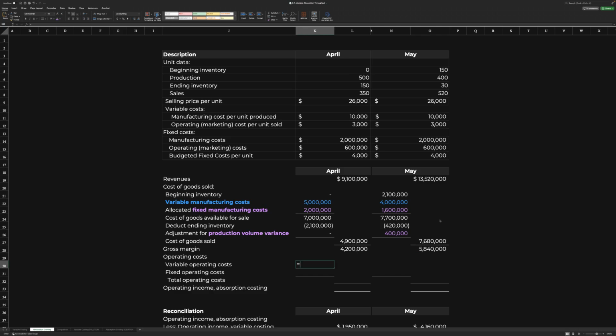Now we should subtract all operating costs. These are period costs. So for variable costs, we'll take $3,000 per unit sold multiplied by 350 units sold. And the fixed operating costs incurred were $600,000. We'll do the same here for May. We'll take the $3,000 in operating costs multiplied by the number of units sold and the fixed operating costs incurred, and we can total them up.